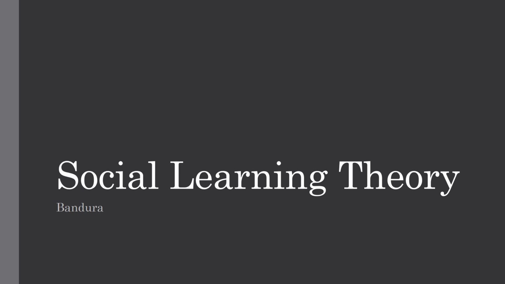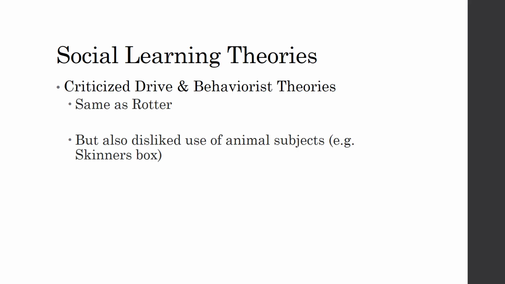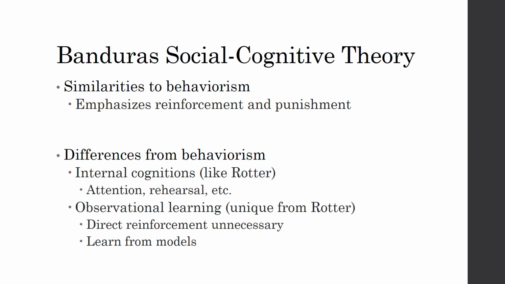Now, while Rotter was definitely influential, the second learning theorist is by far the most influential. This is Albert Bandura, and he's building directly from Rotter. He's another academic, and learning theories are all the rage when he is in school getting his training, and he follows in that tradition. Similarly, he criticized drive and behaviorist theories, just like Rotter did, but he also disliked the use of animal subjects. He thought that humans have more complex thought. And so he builds on existing learning theories, introducing his social cognitive theory.